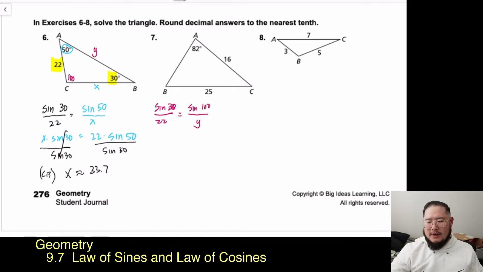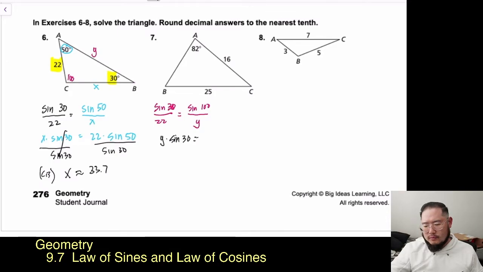If you want to put AB, you can. That's personal preference. I know sometimes because there's two variables there, you may not feel comfortable with it, so it's easier just to put one single variable down. So we got y times sine 30. Remember, not sin. That's equal to 22 times sine of 100.